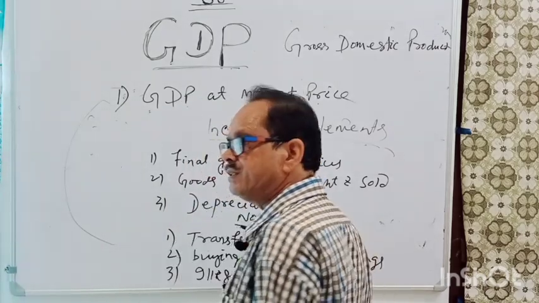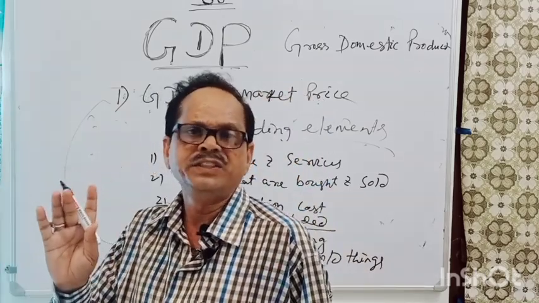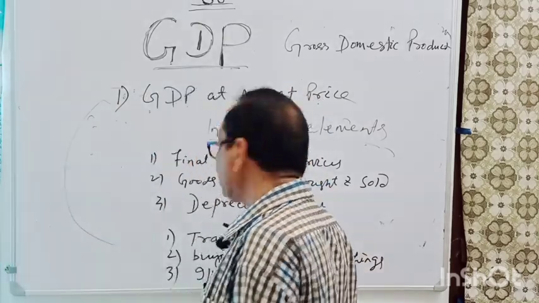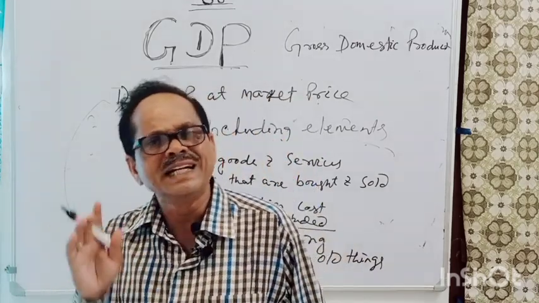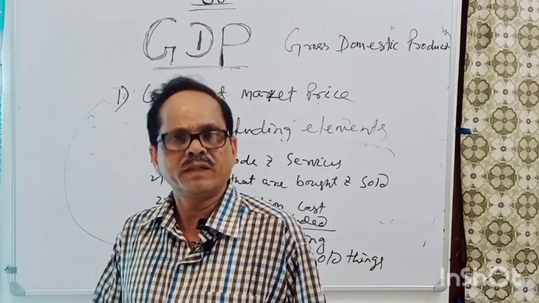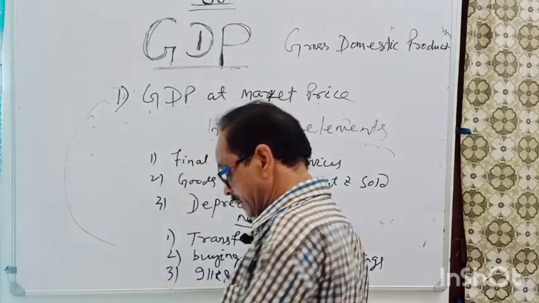And buying and selling of old things: when we sell and buy old things, that cannot be included in GDP. Illegal income, the income which is not legal, also cannot be included in GDP.